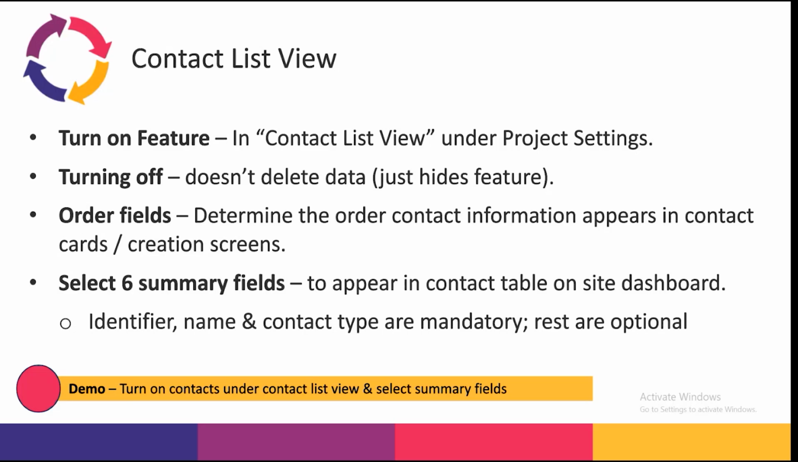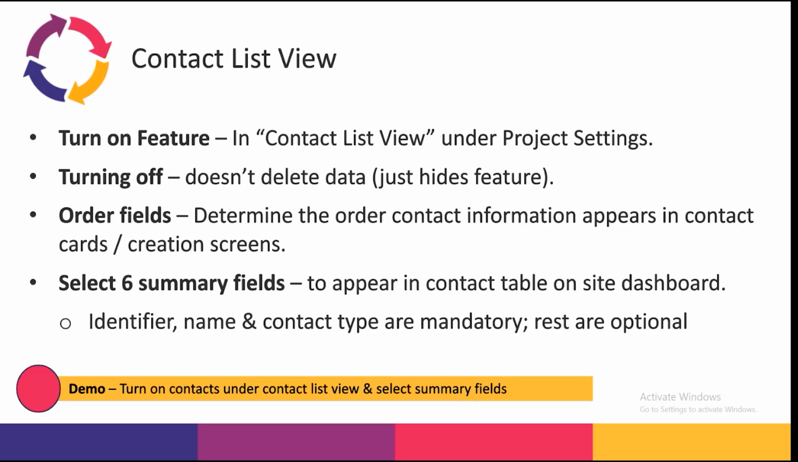You can also determine the order that the contact information will appear when you look at it on your site dashboard. And in this contact list view, the final thing that you can do is select 6 summary fields to appear in the contact view on the site dashboard. 3 of those are mandatory: identifier, name, and contact type. The rest of those are optional, and you can select which are best for you to view.